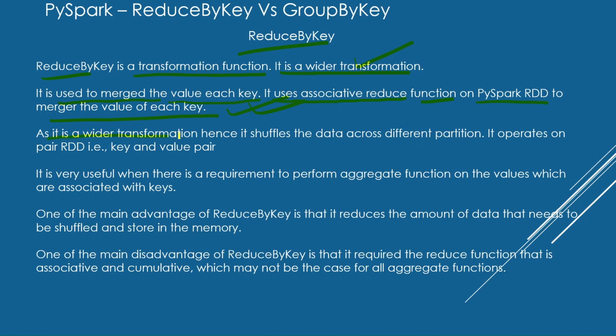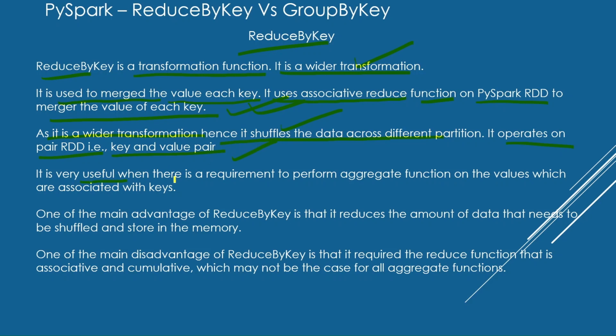It is a wider transformation function, hence it shuffles the data across different partitions. It operates on a pair RDD, that is, key and value pairs. As I told you, if a transformation is wider, then shuffling of the data will take place across different partitions. And reduceByKey always works on a pair RDD. Pair RDD means the data is stored in the form of key and value pairs.